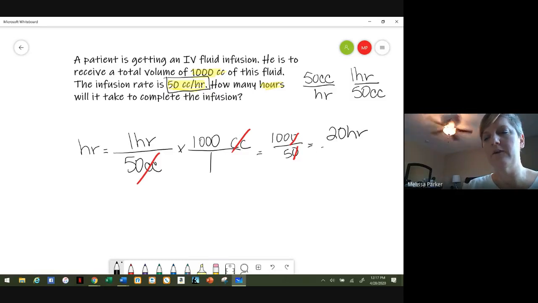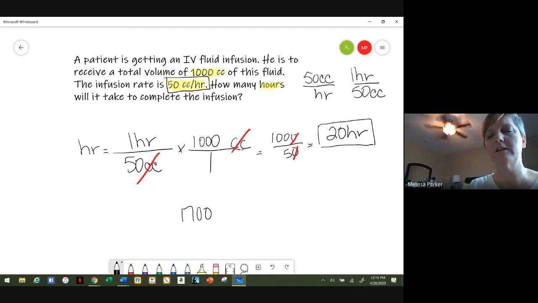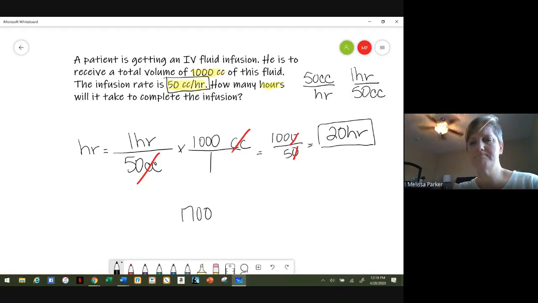So if I was a nurse, and I was coming on to shift and taking this assignment and I started it at 1700, I'd want to tell the next nurse when it'll probably be done. You would add 20 hours to this so that the nurse would anticipate when it's going to be done and the bag won't be empty. The patient won't be getting air inside of them. So they can come back and check it. Okay, any questions?